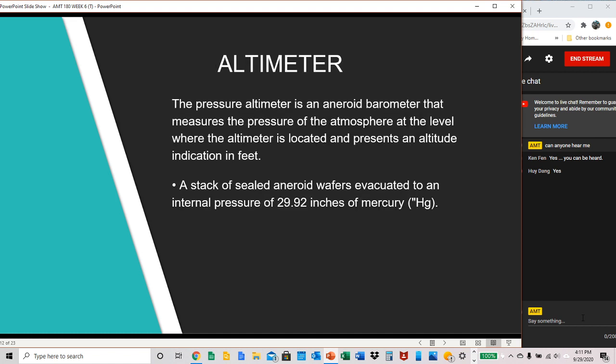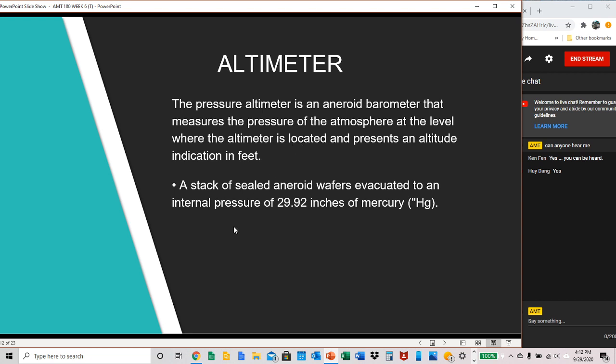So, moving into talking about our altimeter: the pressure altimeter is an aneroid barometer that measures the pressure of the atmosphere at the level where the altimeter is located and presents an altitude indication in feet. Remember back to the beginning of the semester when we talked about aneroids and baffles and diaphragms. That is the device that operates within your instrument to give you a reading.